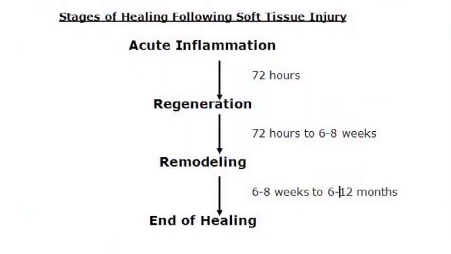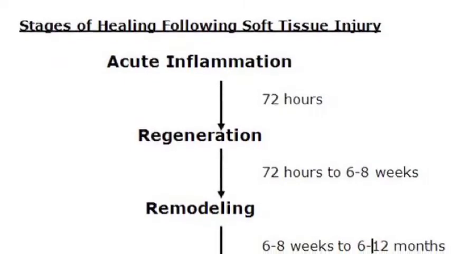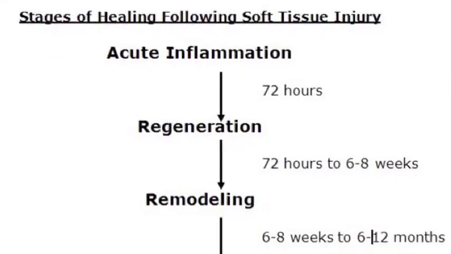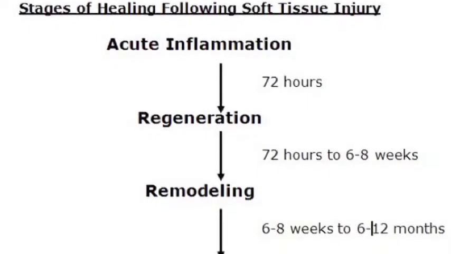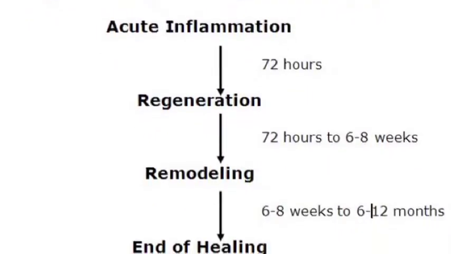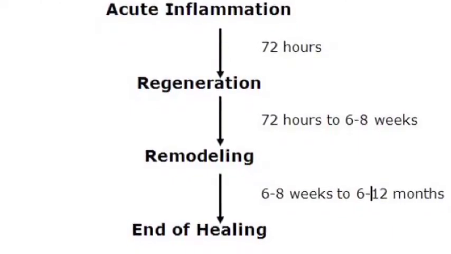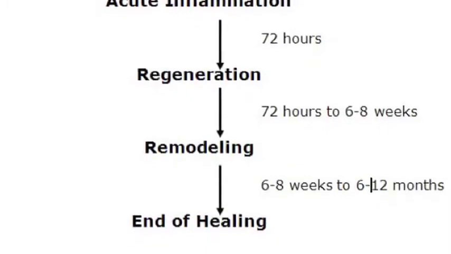So those are the 4 steps, and if you look at this slide here, we can see as we go right through it. We have the acute inflammation. It says here 72 hours it lasts. And then we get the regenerative phase of care, and that could last for a while. That could last anywhere from 72 hours to 6 to 8 weeks. That's why it takes so long for tendons to heal. And then finally, the remodeling phase, look at that, up to 12 months for the remodeling phase of care.